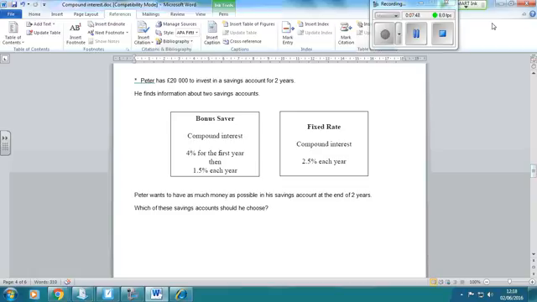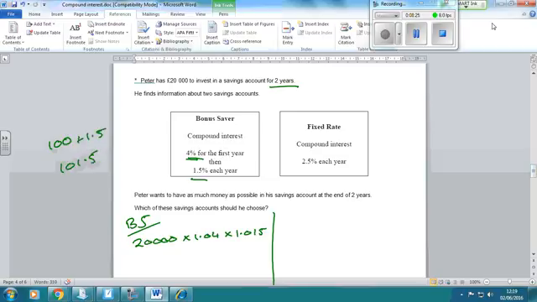Peter wants to have as much money as possible in savings after 2 years. So we're looking at 2 years here. So 4% for the first year and then 1.5% after that. So BS, bonus saver in this case. So it's going to be £20,000 multiplied by, well, we've got to add on 4%, so that's going to be times by 1.04 as our 4% multiplier. Then 1.5%, so that's going to be times our answer by 1.015. Again, the way we got 1.015 is you get 100% plus 1.5, which is 101.5. Move that decimal point over twice, 1.015. And that gives us 20,000 times by 1.04 times by 1.015. And our answer is £21,112.